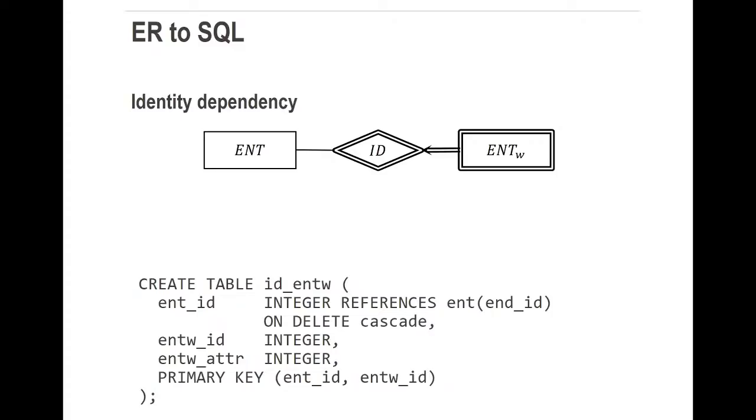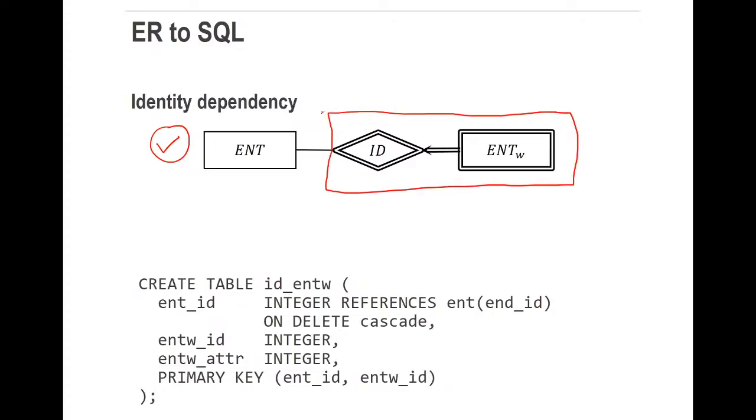In an identity dependency, here we assume that this one exists. We have to merge these two. Okay, because again, the reason why we merge these two is because of this arrow over here. This arrow requires us to merge these two tables.